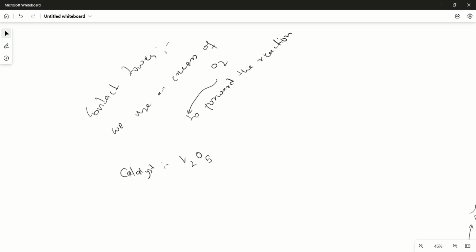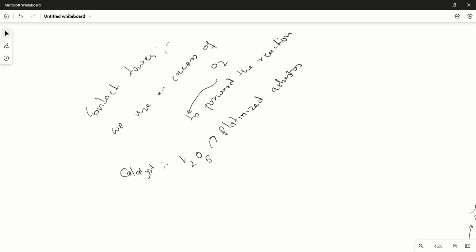Okay, let me rephrase. Vanadium pentoxide is preferred to platinized asbestos as a catalyst since it is comparatively cheaper and less easily poisoned or susceptible to impurities. That's all.